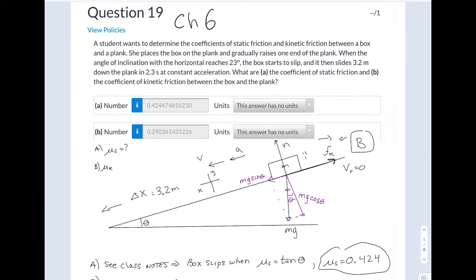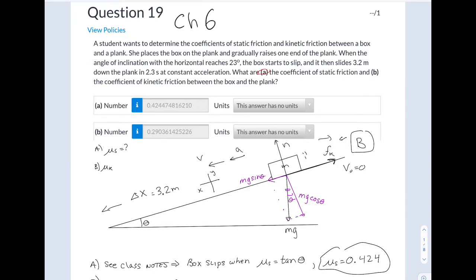All right, here's a few more problems I want to look at. This first one is from chapter 6, number 19, and there's two more that are related to circular motion and Newton's second law. All right, so the first part of this, part A, we've actually already done in the notes.